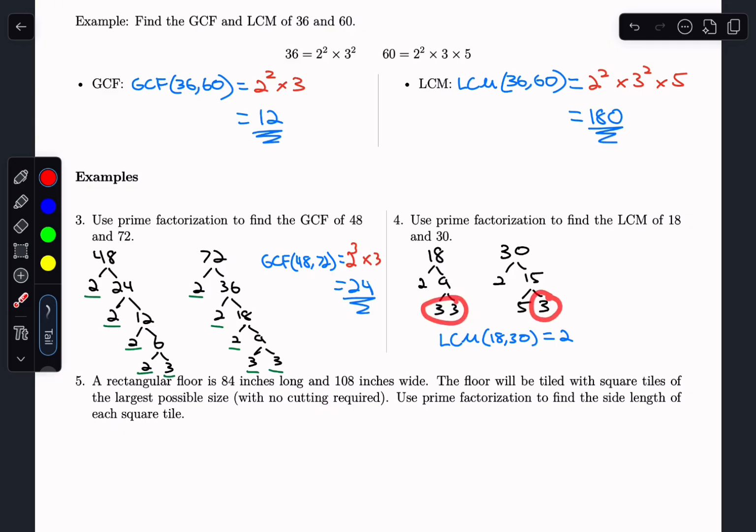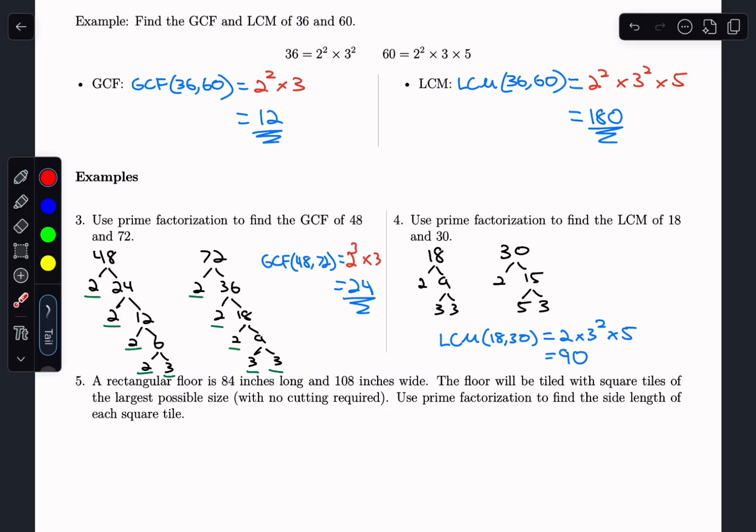18 has 2 3's, but 30 only has 1 3. So because we're doing the least common multiple, we take the higher number of 3's. So we're going to take 2 3's. So 3 to the power 2. And then there's only 1 5. It shows up under the 30, so we're only going to take 1 5. If we multiply all this out, 2 times 3 squared times 5 gives us 90.